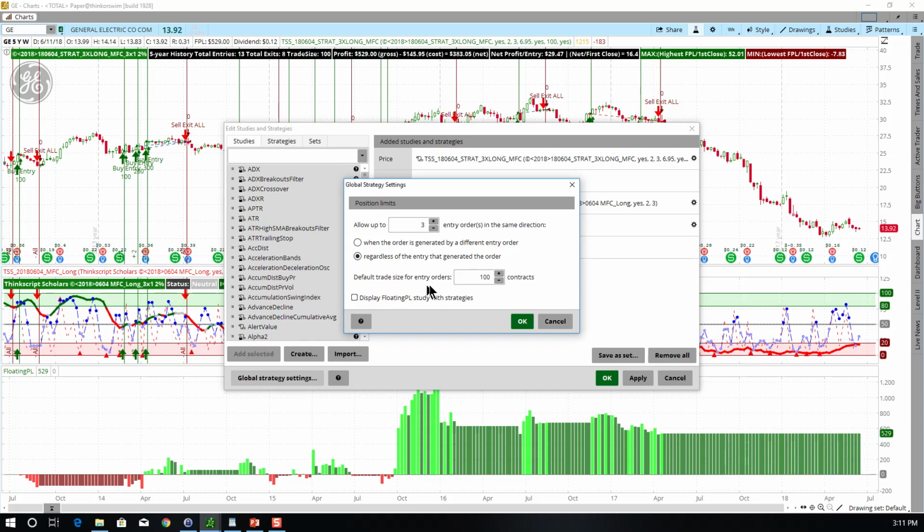Default trade size for entry orders is 100. Now, while this is the default, our program can override this number here. So if you wanted to make it in the program be 200, it could still be 200, and it would override this portion. I don't put that on to automatically display. I always just bring it up myself, although you could click that, and then this bottom graph will always come up on these strategies every time you do one. So you've got to be sure and go into Global Strategy Settings and set those up as I have them here to make this work.